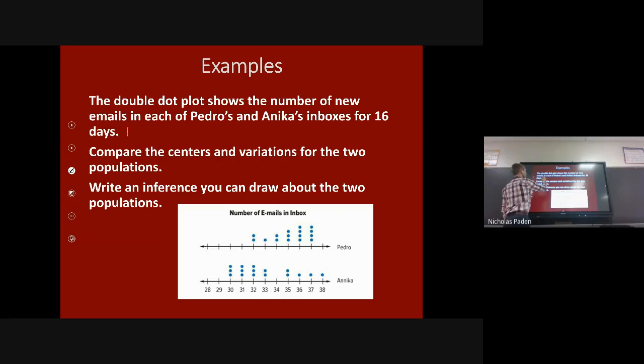So I'll do Pedro first. So for Pedro, I've got 32 twice. I've got 33, 34 twice, 35 3 times, and then 36 and 37 4 times each.